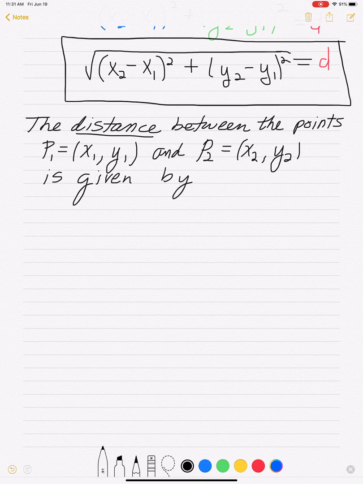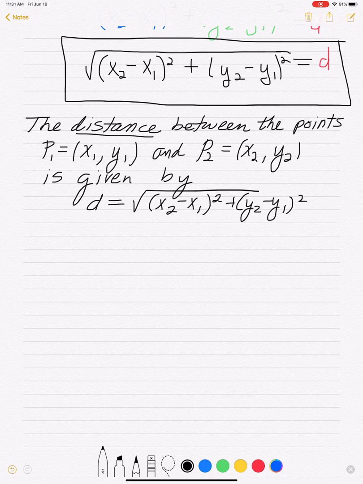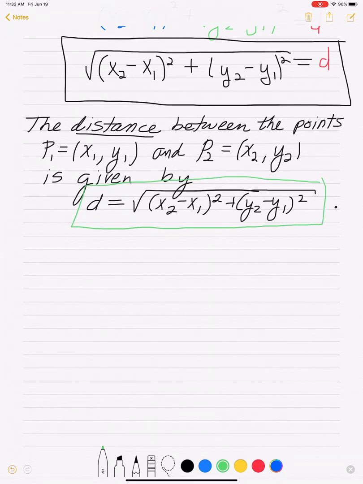this formula, D equals the square root of parentheses x2 minus x1 quantity squared plus y2 minus y1 quantity squared, and keep that radical over the entire set of squares added together. Okay, so here's your formula. So you got to remember this formula right here. All right, so be aware of this formula. It's something you might just want to remember.